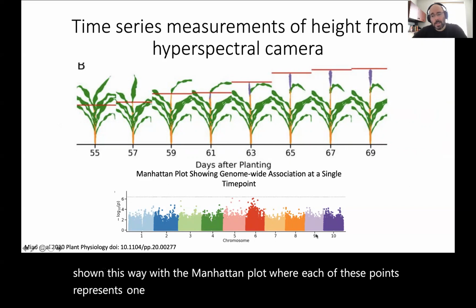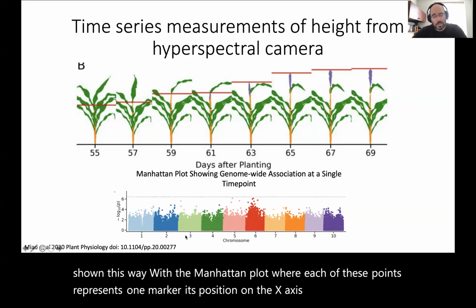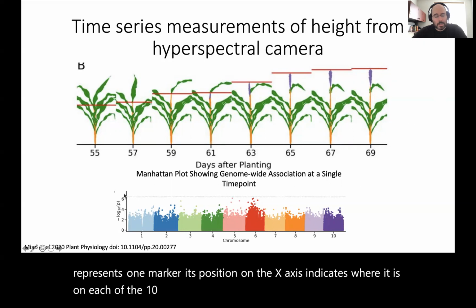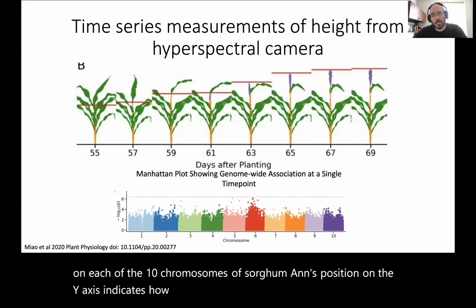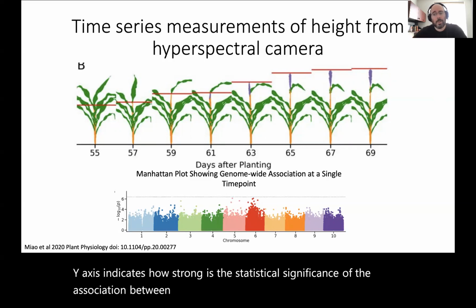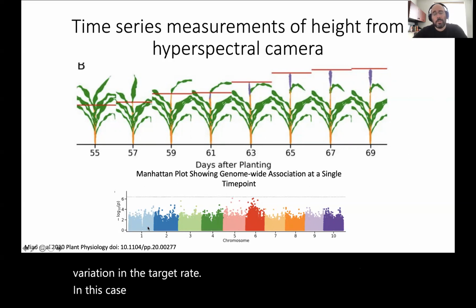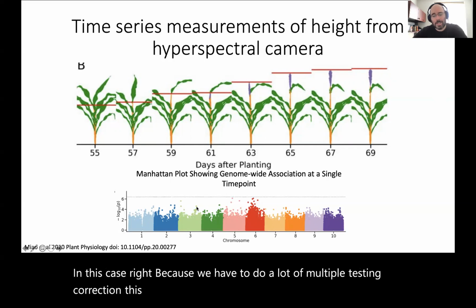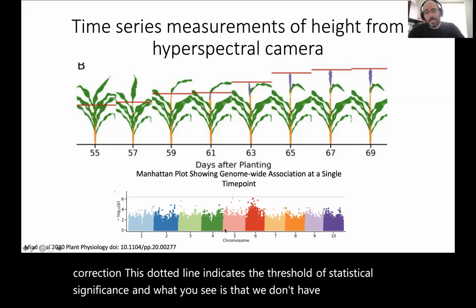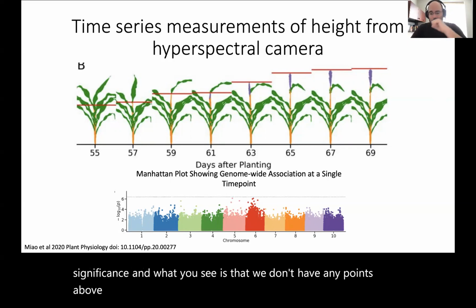Its position on the x-axis indicates where it is on each of the 10 chromosomes of sorghum, and its position on the y-axis indicates how strong is the statistical significance of the association between variation in the genotype of this marker and variation in the target trait, in this case height. Because we have to do a lot of multiple testing correction, this dotted line indicates the threshold of statistical significance, and what you see is that we don't have any points above that line in this particular example.